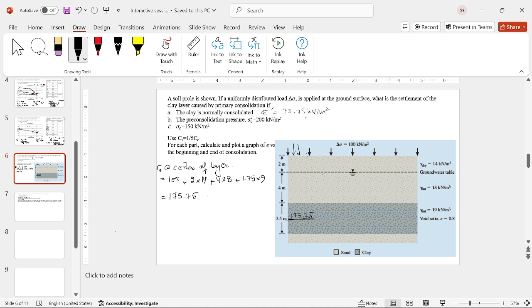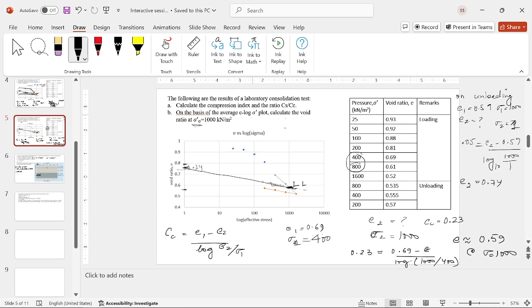So it is 75.75 kilonewton per meter square, and delta sigma we are taking, we are increasing the load up to 100 kilonewton per meter square. So what will happen is, up till 75.75 kilonewton per meter square, it will behave like this. And as soon as the pre-consolidation pressure is reached, it will increase the volumetric deformation.